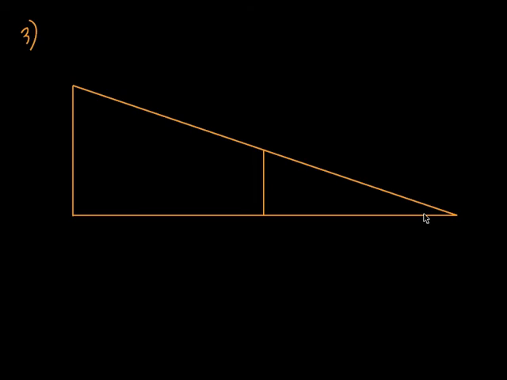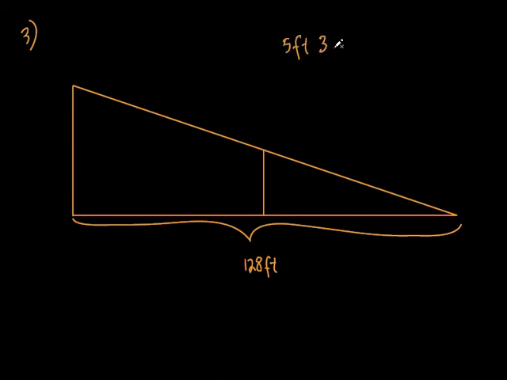Okay. Let's put some numbers in here. It says the lighthouse casts a 128-foot shadow. So that means this whole thing is 128 feet. That's the shadow cast by the lighthouse. Then it says the lamppost measures 5 feet 3 inches. Well, we did this the other day on this problem. It says 5 feet 3 inches.